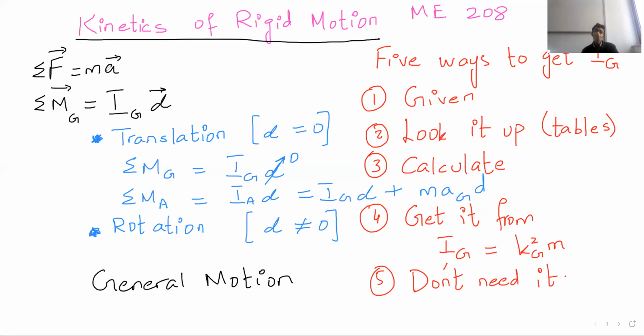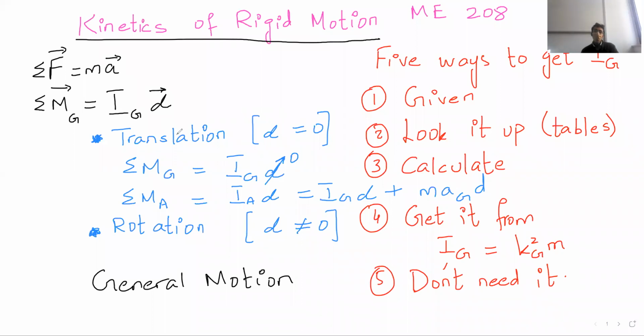We are starting kinetics of rigid motion or rigid body motion. Now, summation of forces is equal to mass multiplied by acceleration, and summation of moment about the center of mass or center of gravity is equal to moment of inertia about the center of mass of the object multiplied by alpha, that is the angular acceleration. These are the two formulas that we will be using a lot.